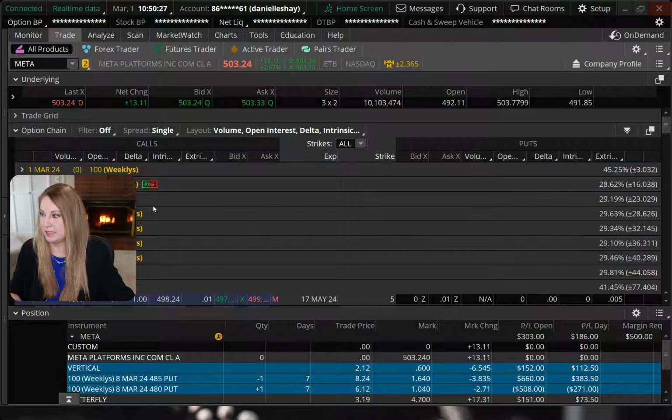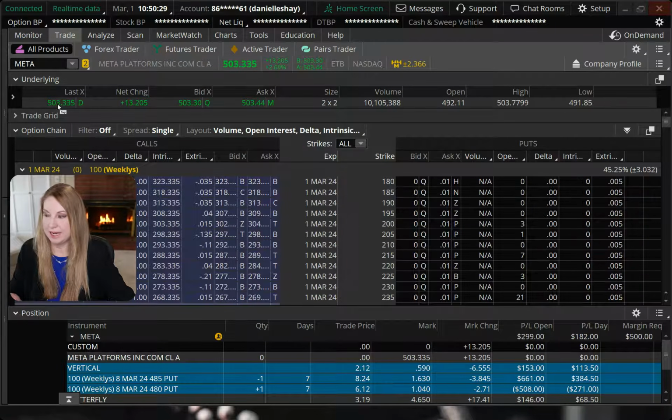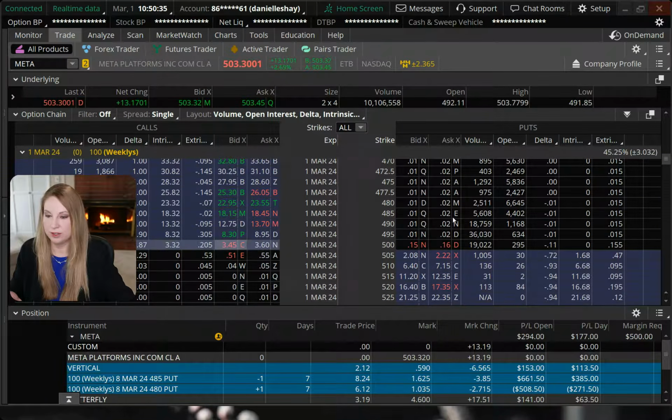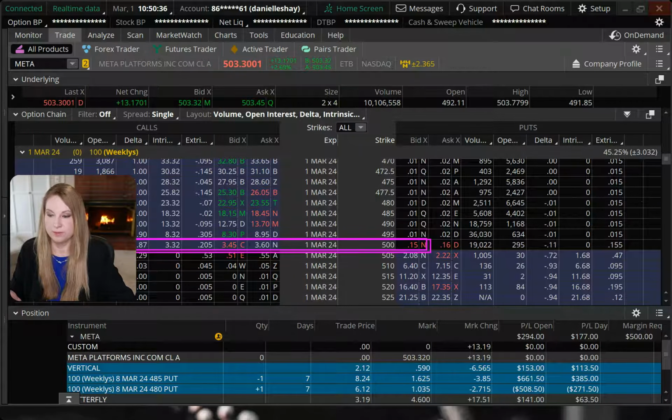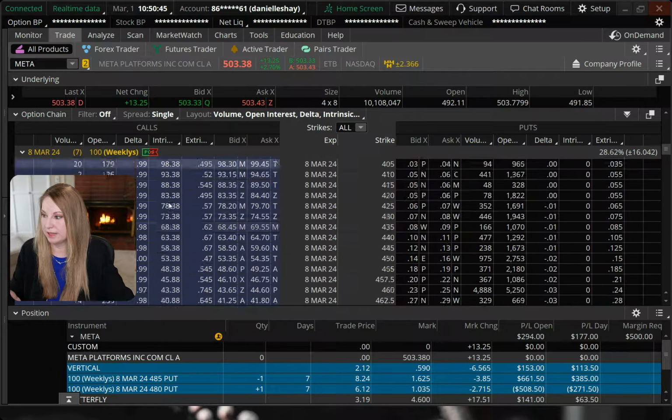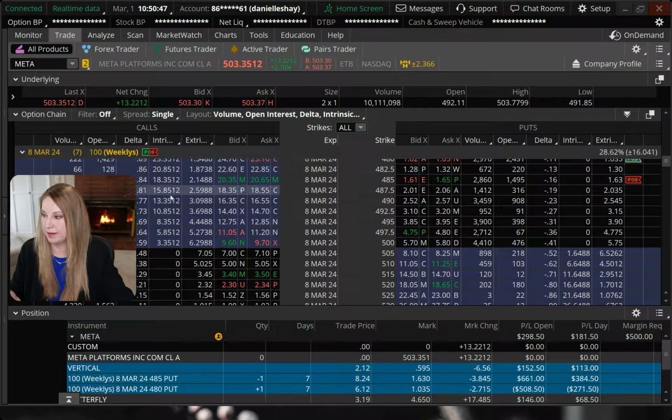Now, in this instance, you can see that today Meta is trading at 503.33. If you look at the options that are expiring today, you can see that there's a ton of high open interest at this $500 strike. So that's why I put a price target there, but I used the series for the next week, which is going to be this one right here.